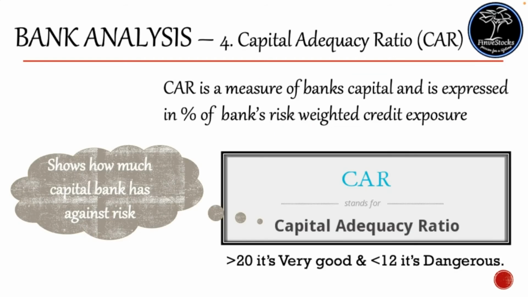The next point is capital adequacy ratio called CAR. Sometimes it's also called CRAR, that is capital to risk weighted assets ratio. So CAR is a measure of the bank's capital and is expressed as a percentage of the bank's risk weighted credit exposure. From a layman's point of view, CAR means how much capital the bank has against its risk. So technically, if the CAR is more than 20, it's very good. And if it is less than 12, one should avoid that bank.